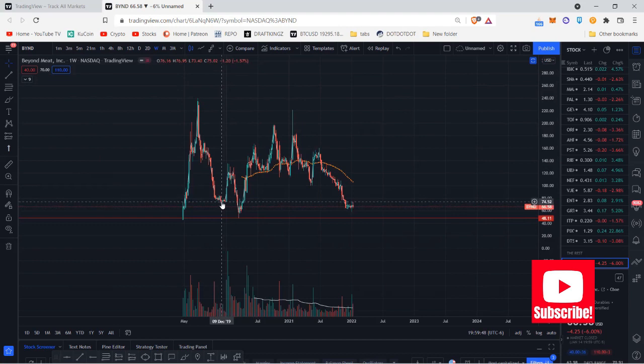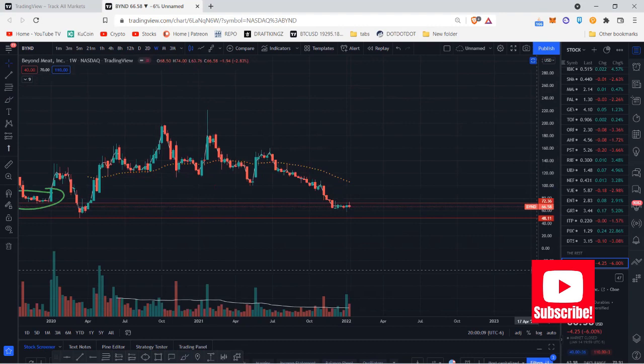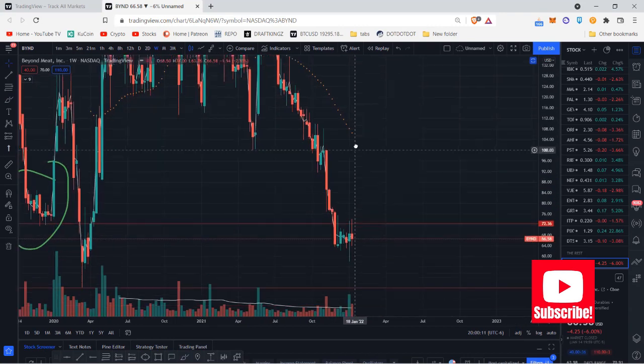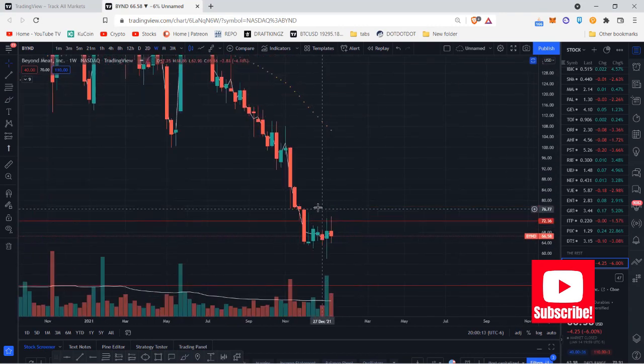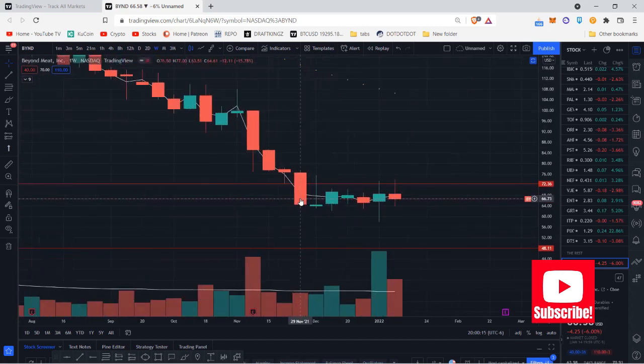Then you also have this point right here. And as you can see with this one right here, it acts as support, then acts as resistance right here. So that tells you that this might be a decent place to short at. Once it gets above here, it could be a decent spot to short.